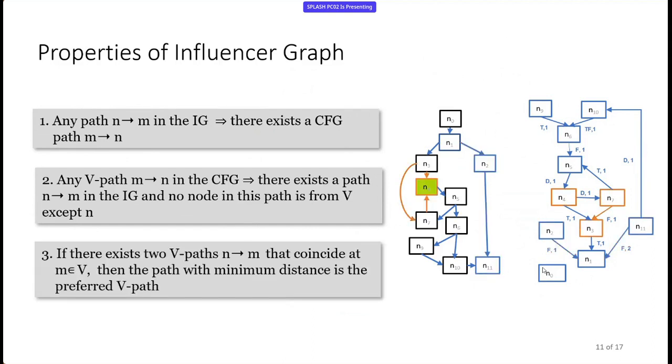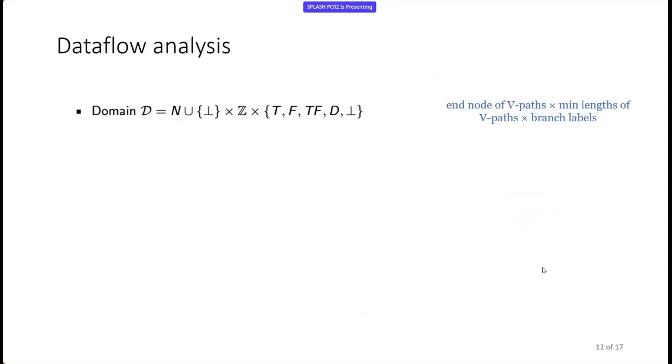The third condition says that if there exist two V paths that coincide at the same node, but probably have different distances, we prefer the one that has the minimum distance. So these three properties will guide us in our data flow analysis. The data flow analysis is very simple. It contains three pieces of information. The domain is the set of nodes times the set of integers times the set of edge labels. Bottom is here just for initialization purposes. And the set of nodes, basically, we consider these nodes to encode the end node of a V path.